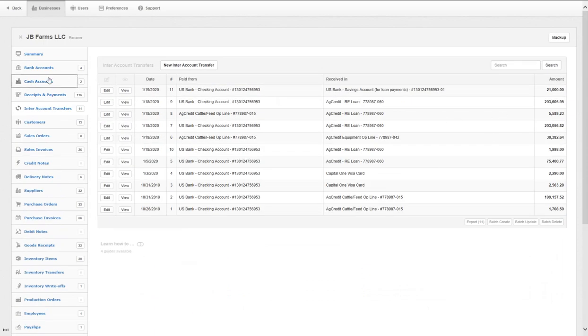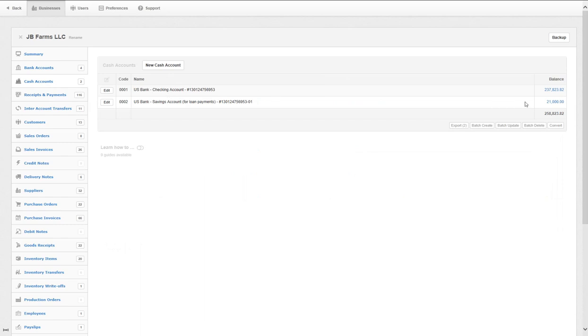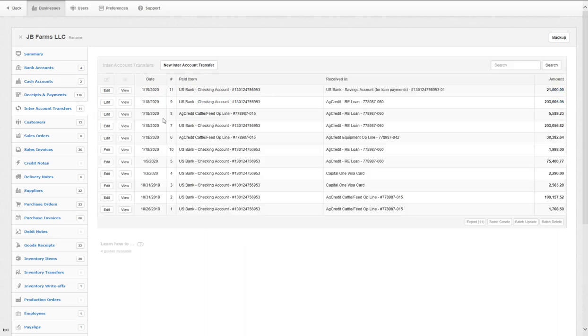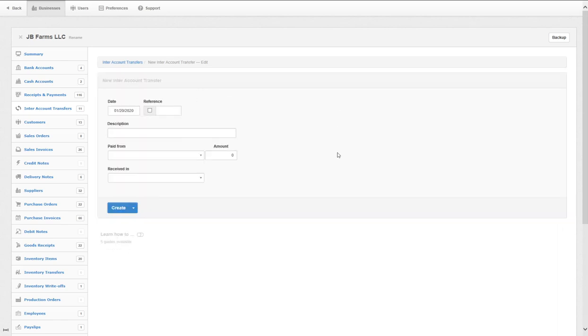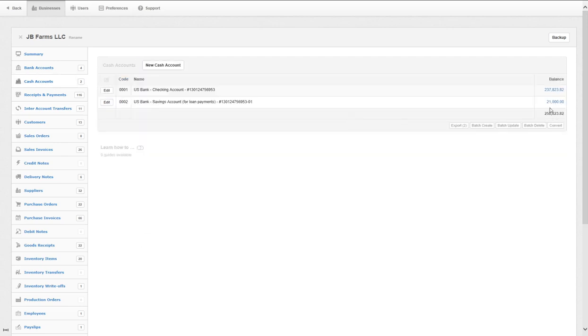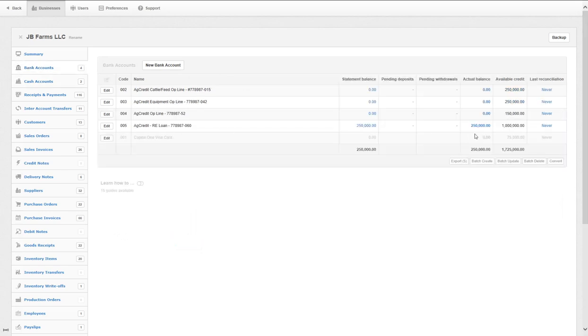So I can use my cash account. I've got money in my checking here, $237,000, and I used an inter-account transfer through a screen like this, and I went from my checking account to my savings account, ending up with $21,000 in there. That's to make my real estate payment on my real estate loan for this season.